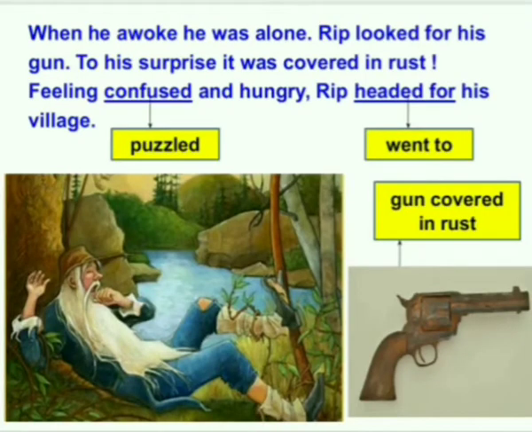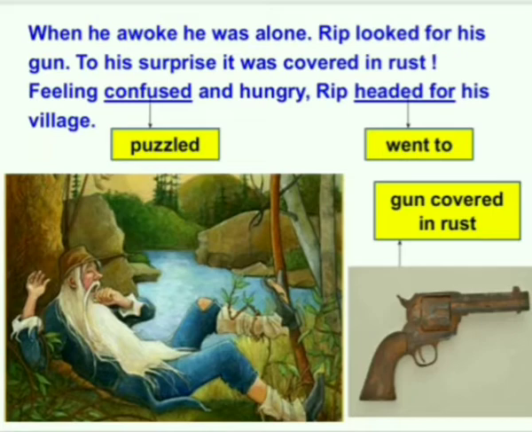Now when he awoke, he was alone. Rip looked for his gun. To his surprise, it was covered in rust. Feeling confused and hungry, Rip headed for his village. That means when he woke up from his sleep, he was surprised to see that his gun was rusted, like shown in the picture. That means his gun had become very old and useless.